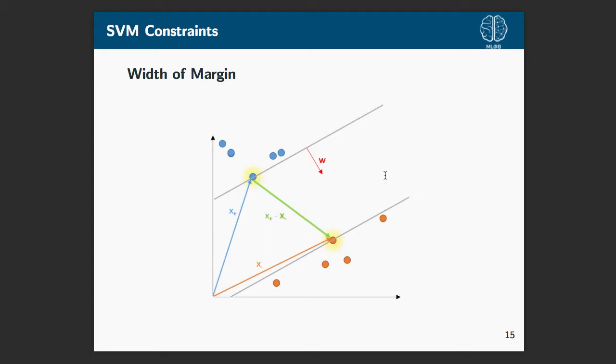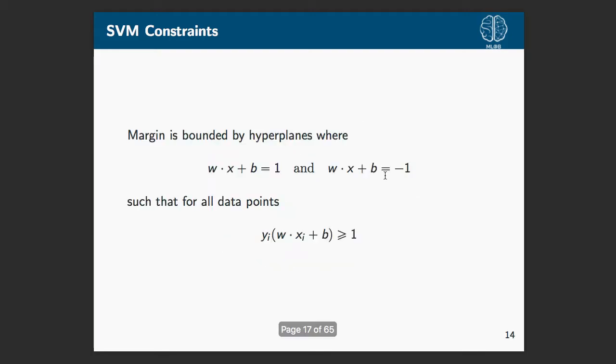Okay. So now, yeah. Wait, what exactly is a hyperplane? Is it just that line? Yeah, it's the decision boundary. So in 2 dimensions, it's a line, but in 3 dimensions, it can be a plane.